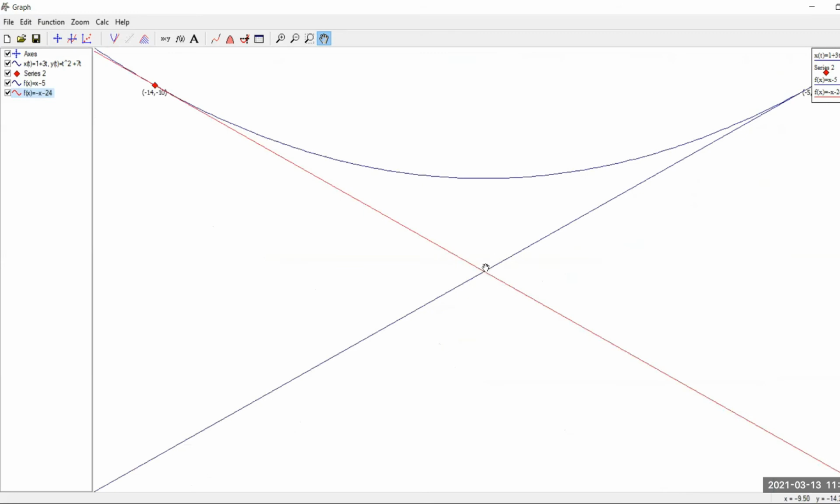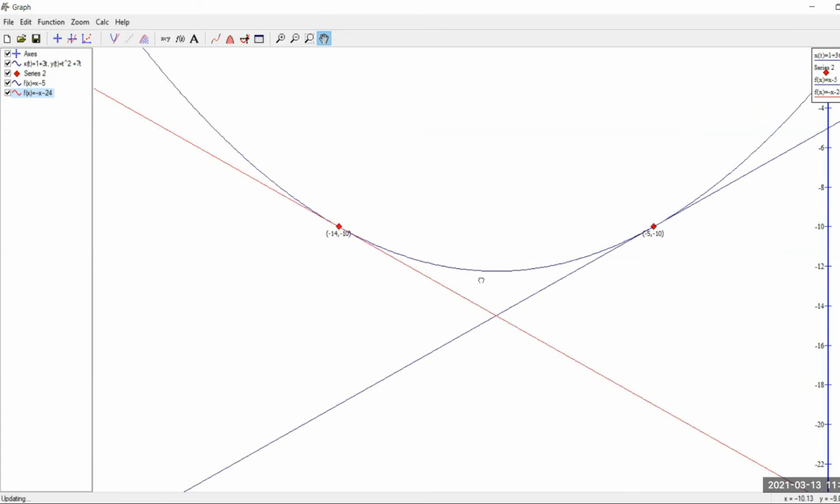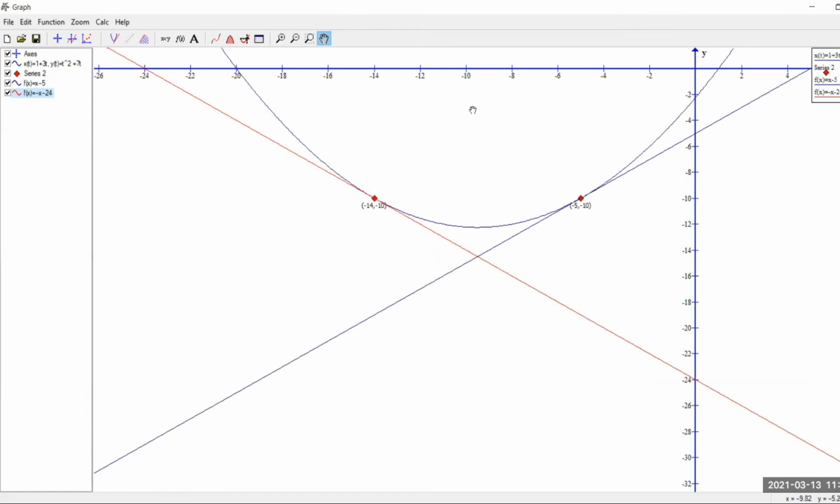This point where they intersect is Q. And look at that, the x value for Q is negative 19 over 2, which is negative 9.5. And the y value is negative 29 over 2. All right, so we clearly get the correct thing. This is our point Q.